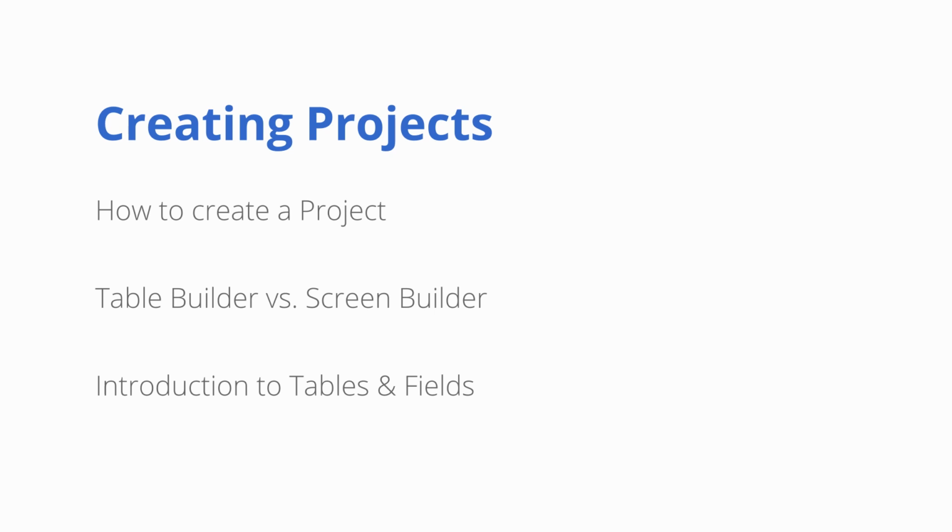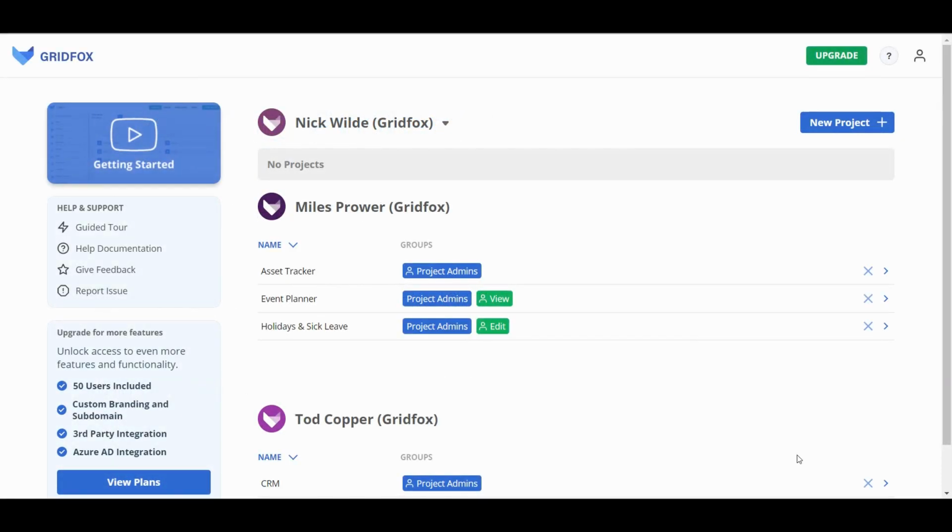We're going to use the idea of a to-do list app so you can start recording your daily tasks in Gridfox. When you sign up to Gridfox, you'll be taken to the home page. So it might be you've signed up by clicking the sign up button or have been invited to someone else's project. So the home page is where you can see all of the projects that you've been invited to, as well as your own projects.